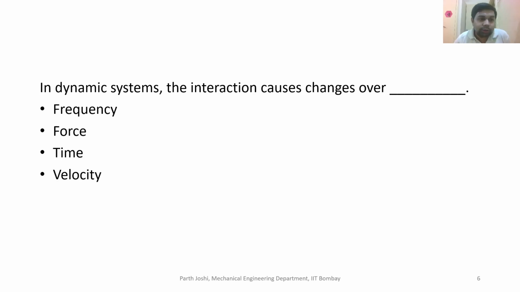The next problem is: in dynamic systems, the interaction causes changes over which of these quantities? Sir, time. Yeah, you're right. By dynamic systems, we basically mean that there are things which change with time. That's why we call them dynamic.